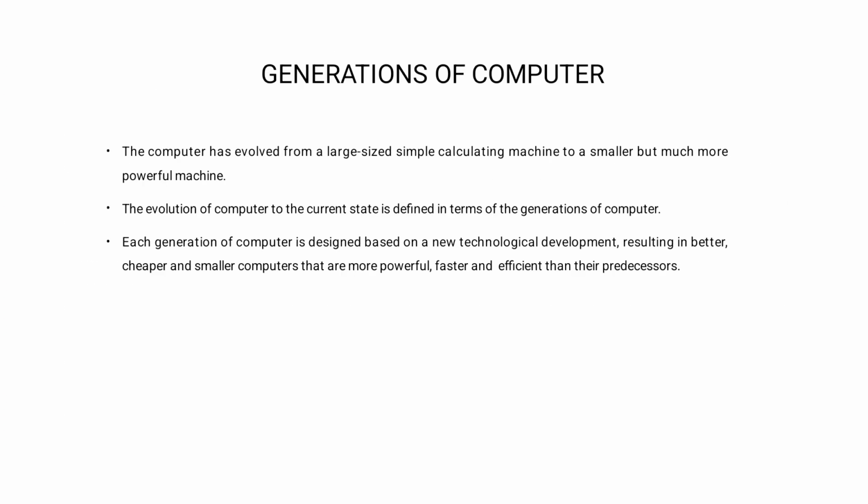Generation of computer. The computer has evolved from a large-sized simple calculating machine to a smaller but much more powerful machine. The evolution of computer to the current state is defined in terms of generations of computer. Each generation is designed based on new technology developments, resulting in better, cheaper and smaller computers that are more powerful, faster and efficient than their predecessors.